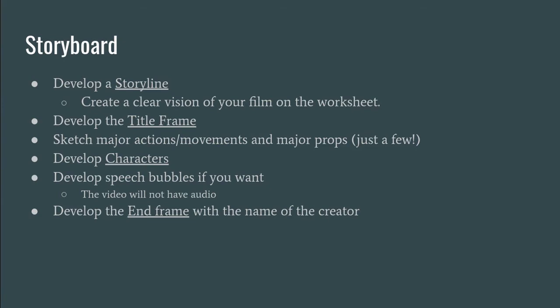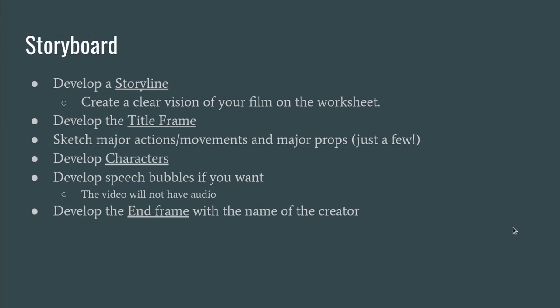So for the art part of it in my classroom, what you need to do is create a storyboard. And we've never done this before. What a storyboard is, it develops your storyline so you have a clear vision of what your film should look like on a worksheet, on a piece of paper. I want you to develop your title frame. I want you to sketch out your major movements and actions, any kind of props or what's going to happen in your video. Make sure you have your characters developed, speech bubbles if you want to, because I'm not going to add audio unless you would like to do that yourself. And then develop an end frame.